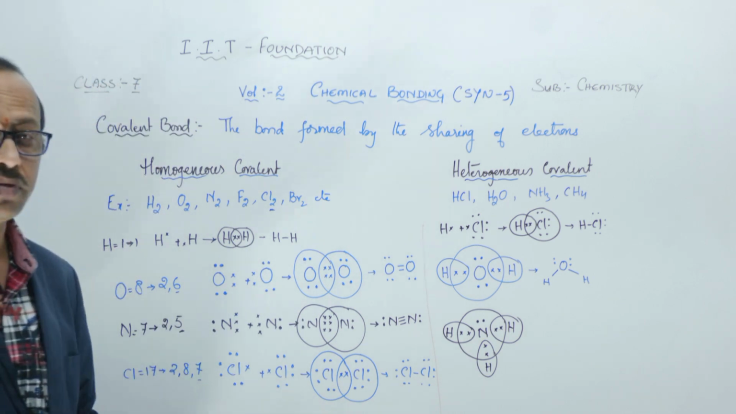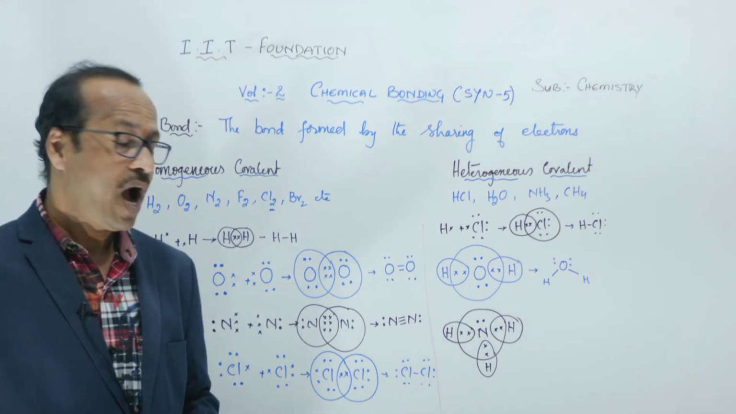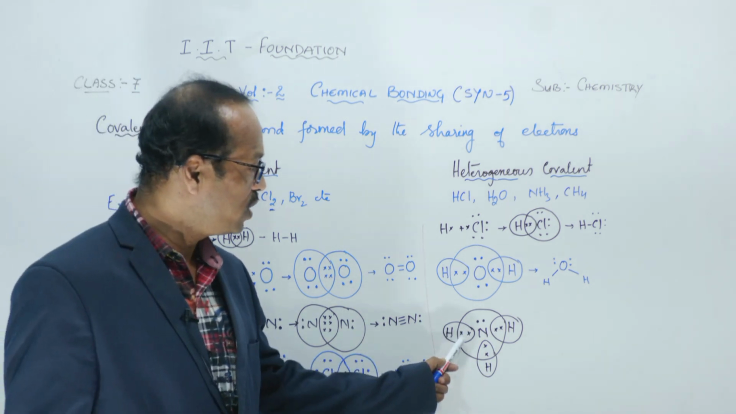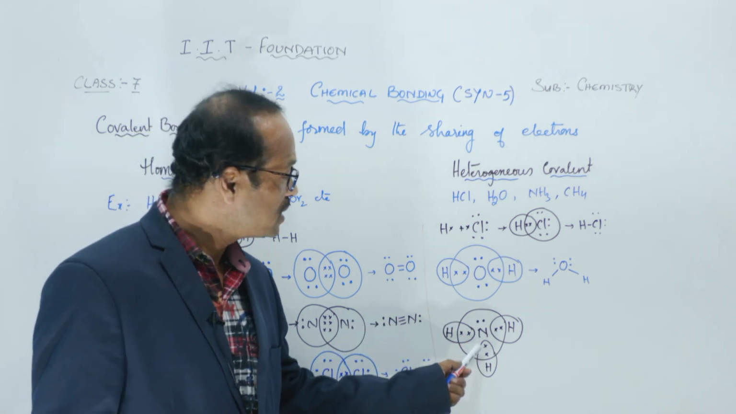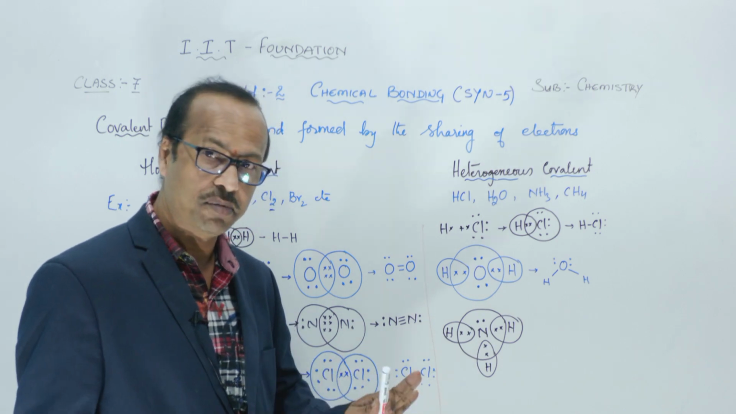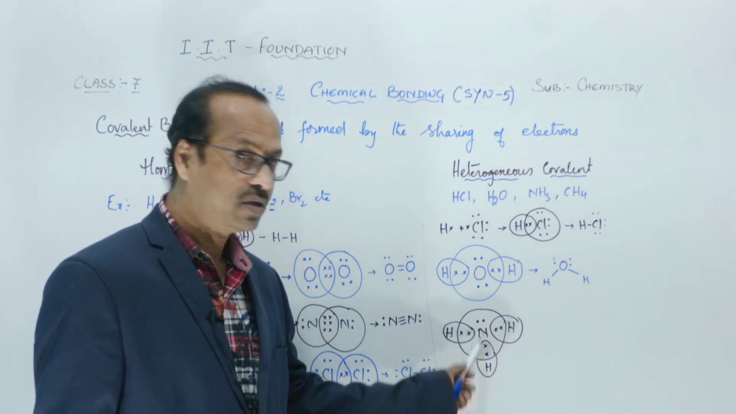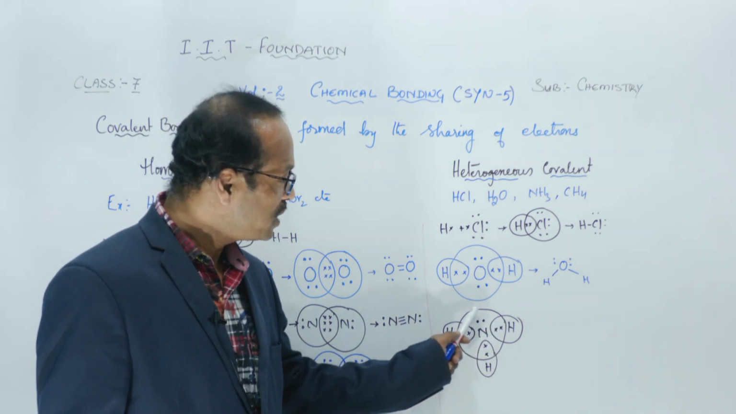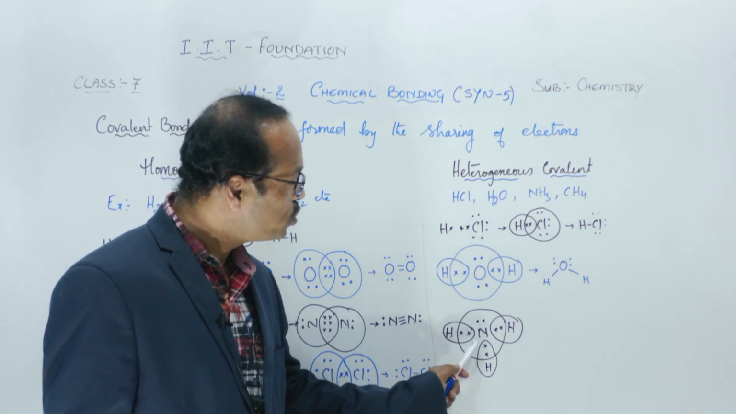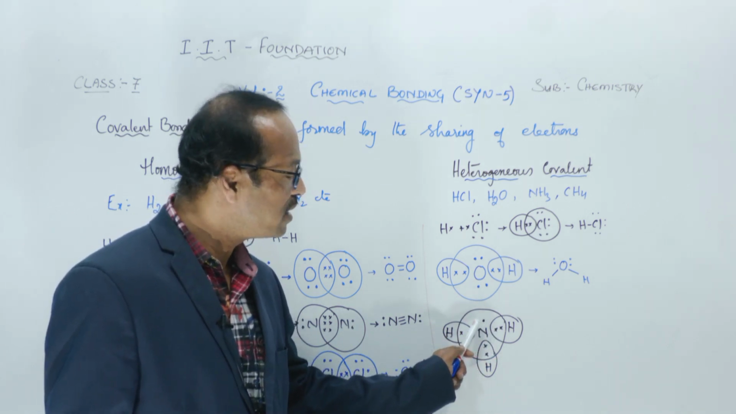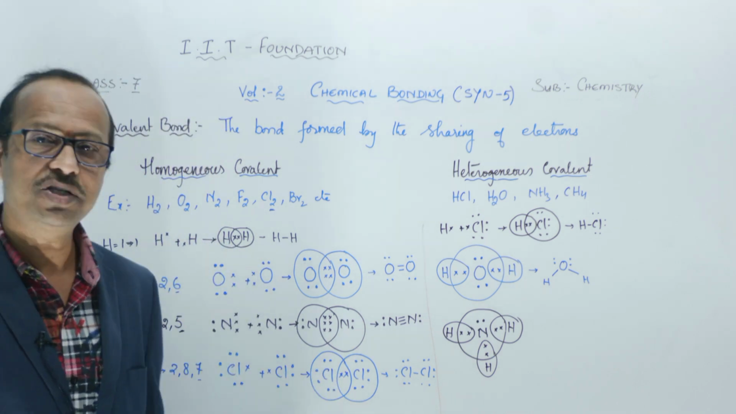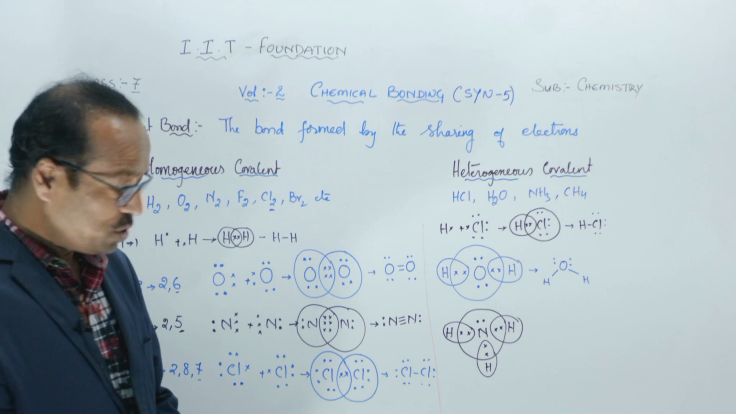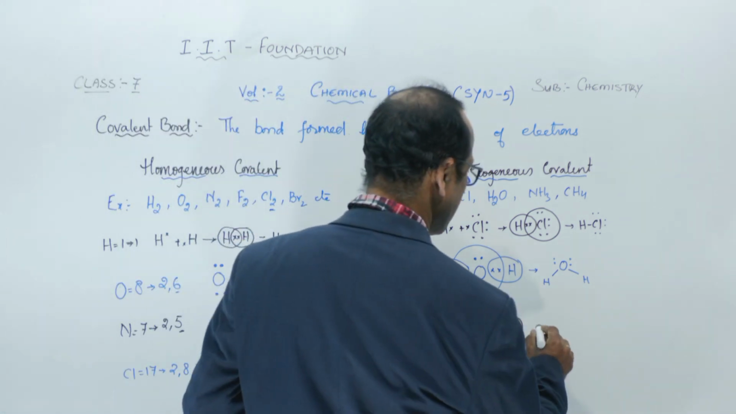Now you count the electrons in every atom. See, hydrogen atom has 2 electrons. Stable, inert gas configuration of helium. This hydrogen 2 electrons, stable. This hydrogen has 2 electrons, stable. This nitrogen has here 1, 2, 3, 4, 5, 6, 7, 8. Octet rule, 8 electrons. This also stable. Correct?